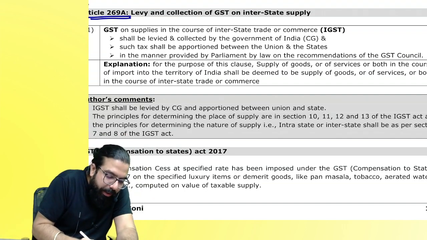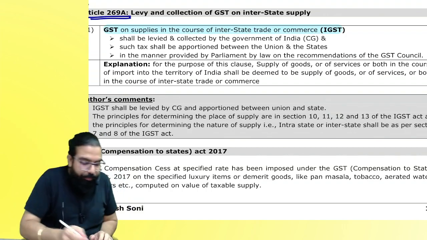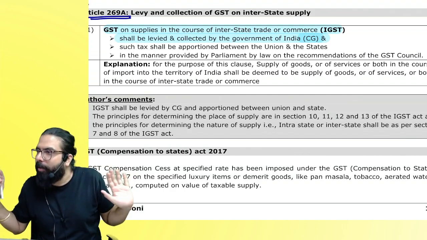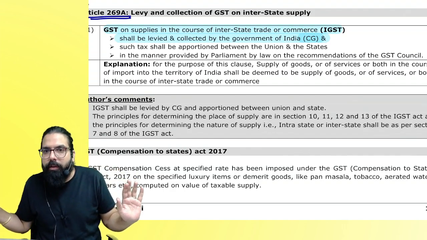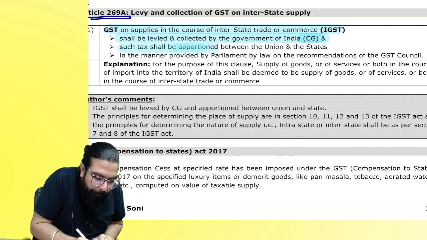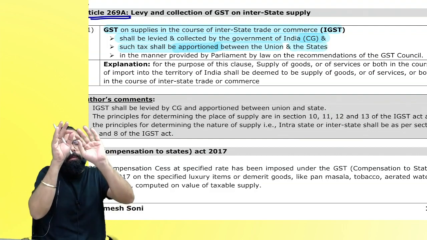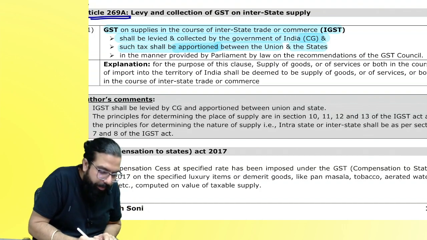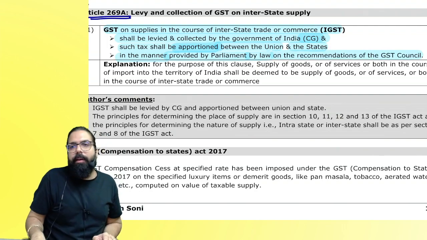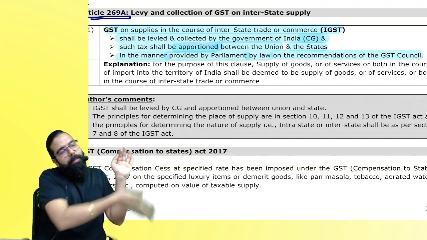It says the GST in interstate trade or commerce, IGST, will be collected by whom? Central government. Who will collect? Central government. Do you guys already know? Yes, IGST, one state to another. Who will collect? Central government. Such tax will be apportioned between the Union and the states. It means what will they do, everyone? Divide between the center and the state in the manner provided by Parliament by law on the recommendation of the GST Council. As of now, what do you know? How much will be kept by the center? 50. And how much will be given to the state?